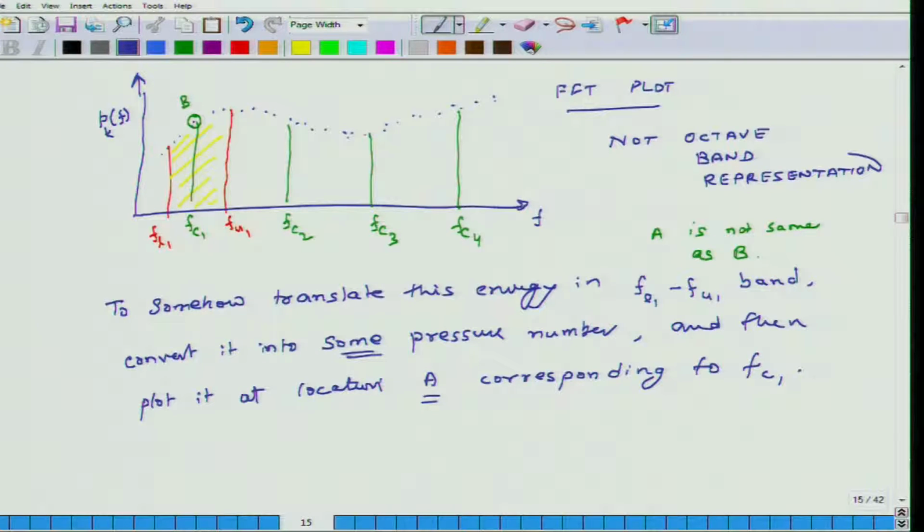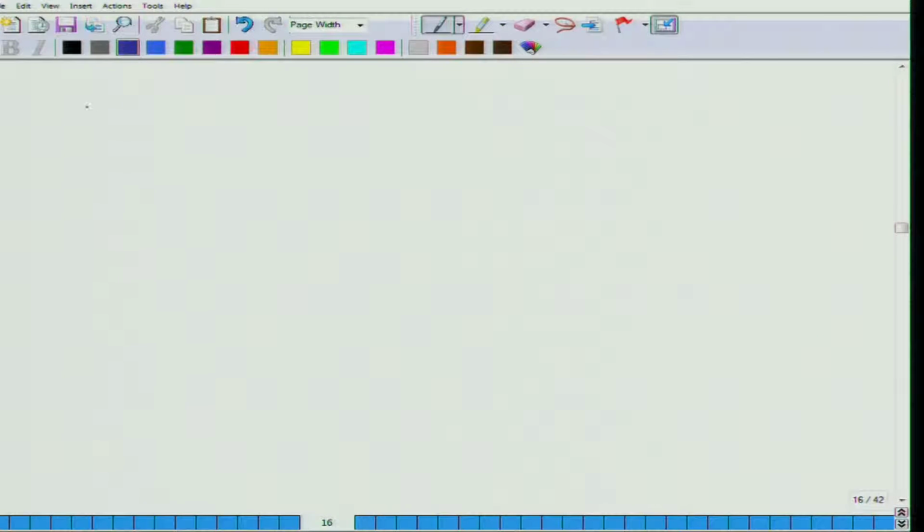So now I will explain to you how we do this, and the method is very simple. So first, method. So first is get data p(t). So this is pressure as a function of time. This is in time domain.